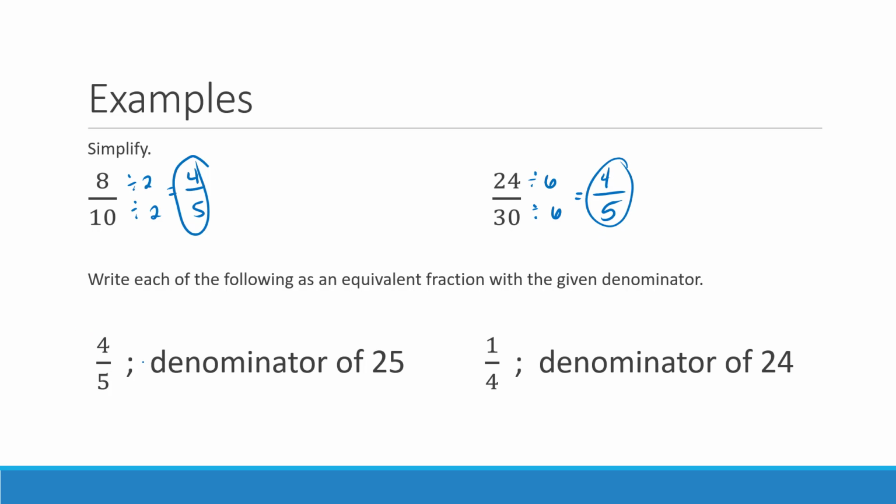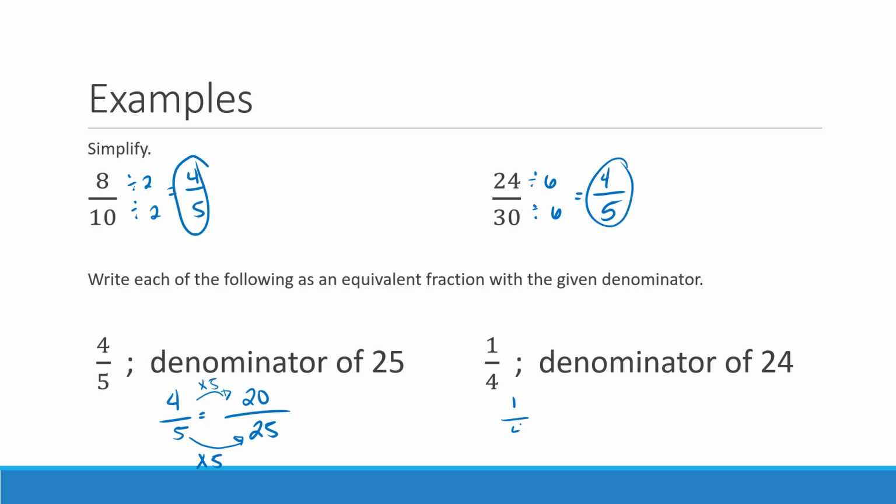Now let's look at what this question's asking. It says, write each of the following as an equivalent fraction with the given denominator. So what it's asking you to do is take the fraction 4/5, and what if you wanted to write it as a fraction with the denominator of 25? What we're doing is asking ourselves, what am I multiplying 5 by to get to 25? Well, 5 times 5 gives me 25. Whatever you multiply the denominator by, you need to do the same to the numerator to build an equivalent fraction. So 4 times 5 is going to give me a numerator of 20.